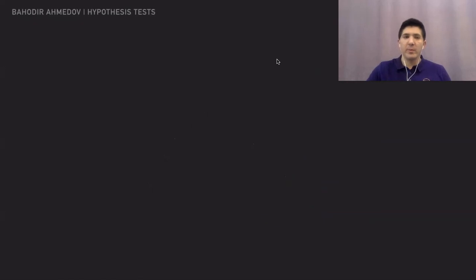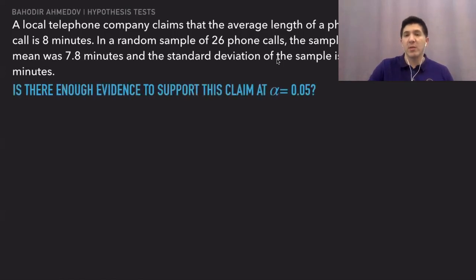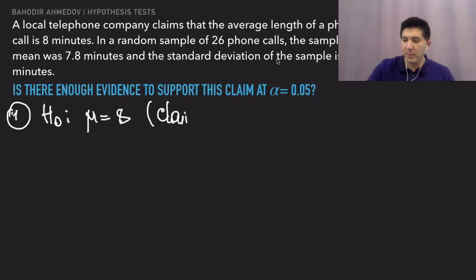So let's do an example one more time. Essentially, it's going to be the same problem. A local company claims that the average phone call is equal to 8 minutes. We take a sample of 26 phone calls, calculate the mean, which is equal to 7.8, and the standard deviation is equal to 0.5 minutes. We need to test this claim at the level of significance 5%. Again, we are going to do our standard steps. The null hypothesis is that the mean is equal to 8 minutes, and this is our claim. The alternative hypothesis is the opposite of the null, which is mu is not equal to 8.